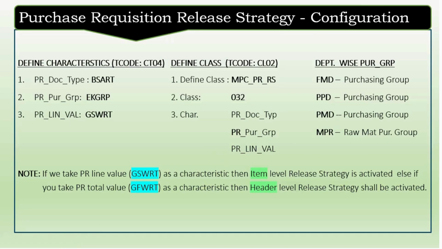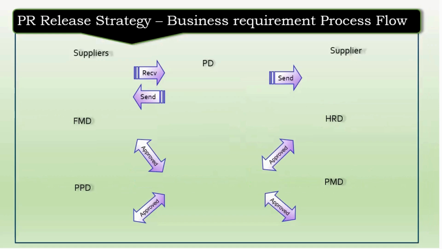Now for the second part of configuration, I have taken a business requirement. Move on to the next slide. PR release strategy, business requirement, process flow. I have taken this process flow diagram as a business requirement. That will be our assignment. We follow this assignment and create the rest of the configuration. Then we'll create the PR. We apply this release strategy and see how all this works in real time. We'll be doing it in the system in real time.